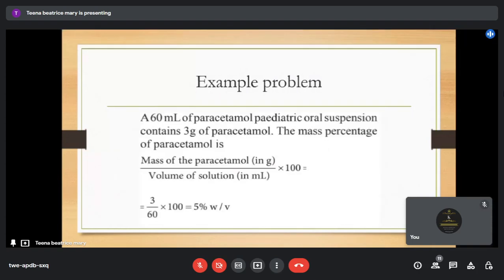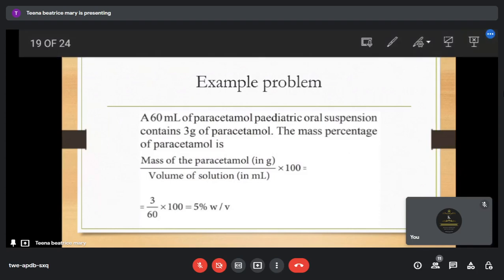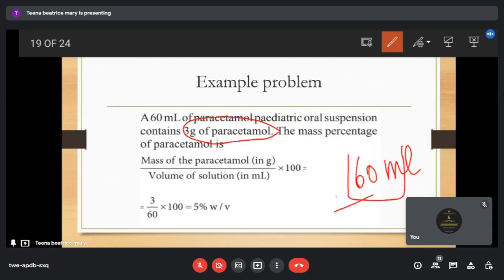So for this, an illustration: we are having 60 ml of paracetamol pediatric oral suspension that contains 3 gram of paracetamol. So the total volume, if you see, is 60 ml. In that 60 ml, one of the components, paracetamol, is present as 3 gram.